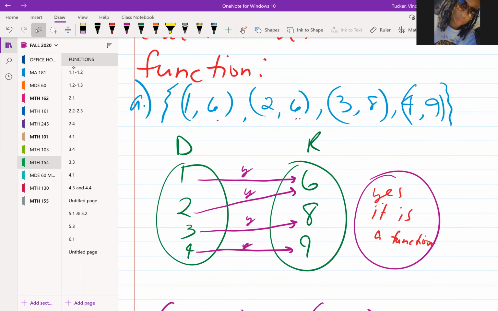So notice I have y equal to 2x plus 1. I can switch out f of x for y, and the equation would still be the same. It's just that now it's in function notation. f of x equal to 2x plus 1 is function notation.